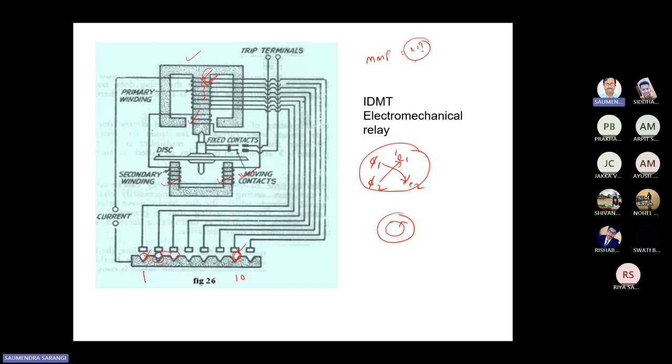If the number of turns reduces, the MMF required to produce the disc rotation is constant. So if you change the number of turns by putting the plug at a different point, and the number of turns increases, the current has to decrease. If the number of turns decreases, then you have to increase the current so that we produce this much MMF.